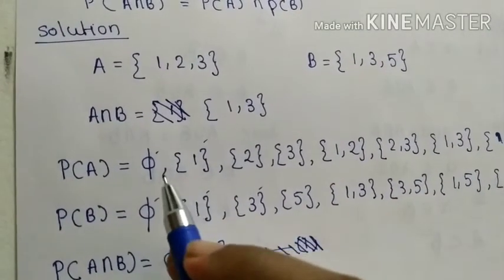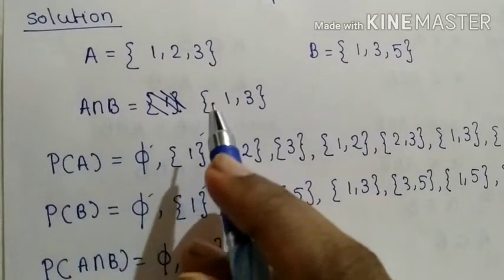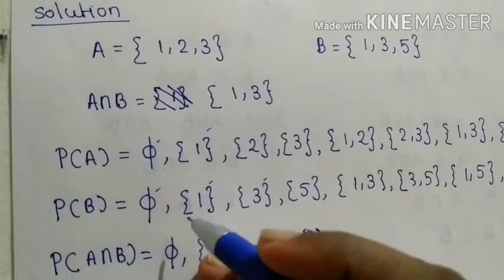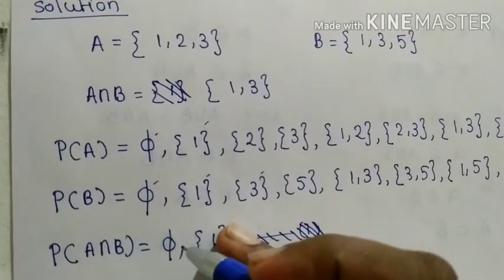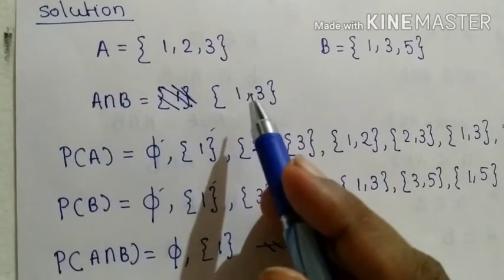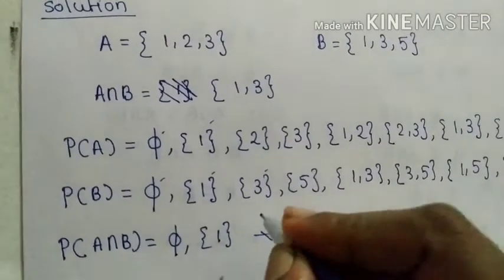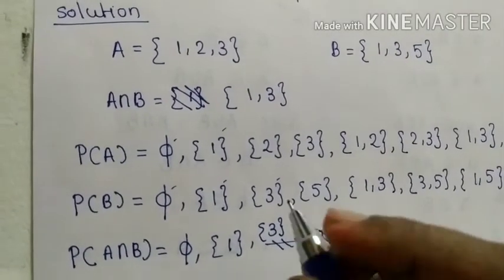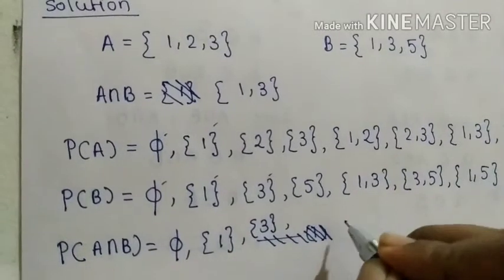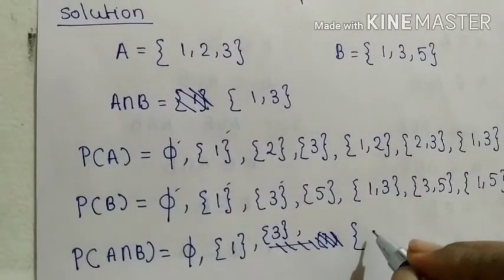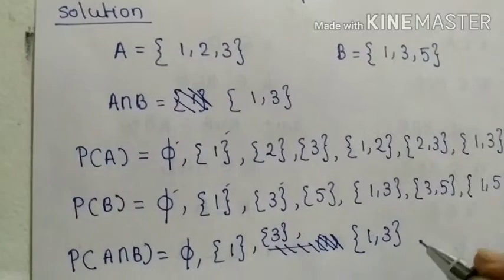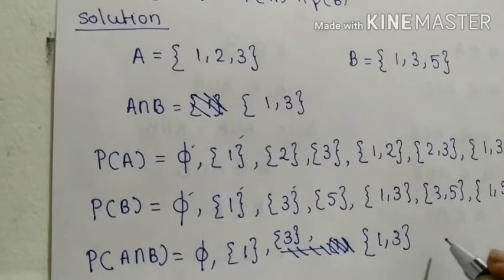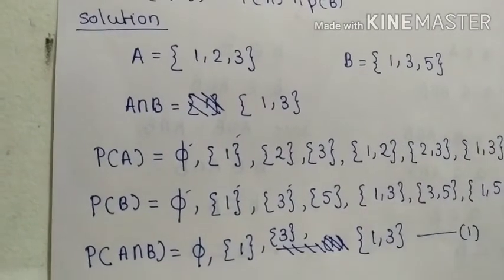Next I am going to find the power set of A intersection B. Starting with the null set, P of A intersection B equals: the null set, next the singleton set containing 1, next the singleton set containing element 3, and the last one is A intersection B itself, that means the set containing 1, 3. Okay, so let us name it as equation number 1.